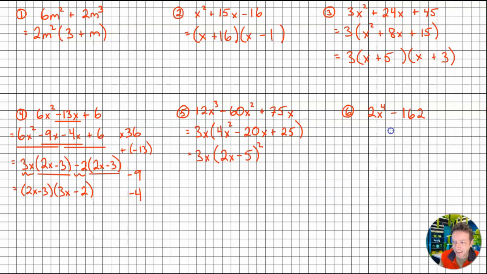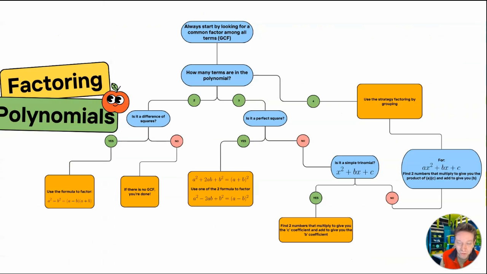Finally, our last example, is there a common factor? Well, both numbers are even, so we're going to have to pull out a 2. And then we're left with x to the power of 4 minus 81. Okay, well, that's 2 terms. Looks like we're done, but if we have 2 terms, we still have to ask ourselves, is this a difference of squares? Does it follow this formula here, the a squared minus b squared formula?